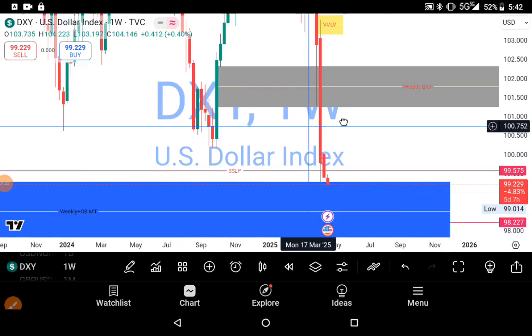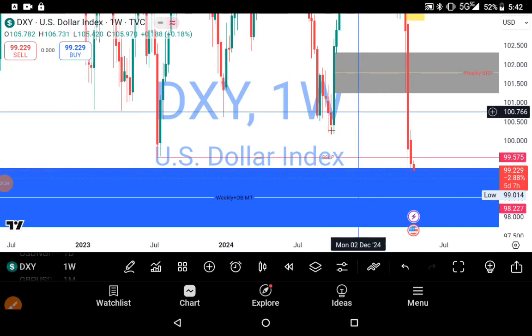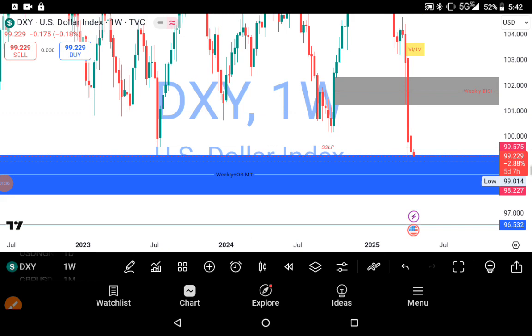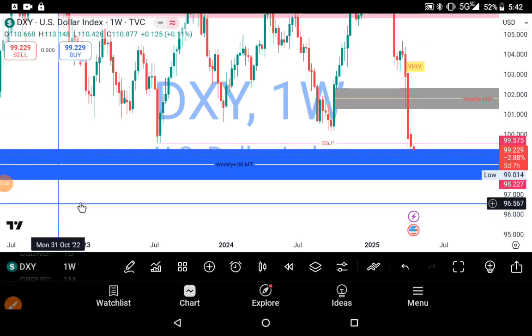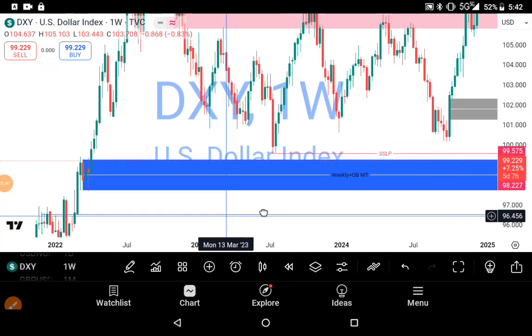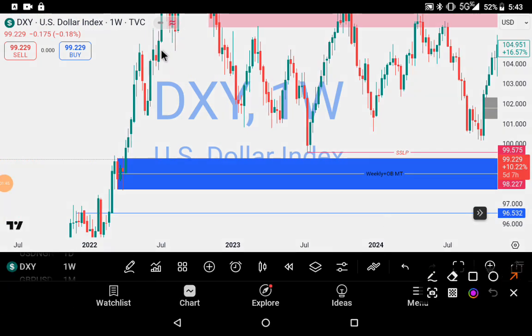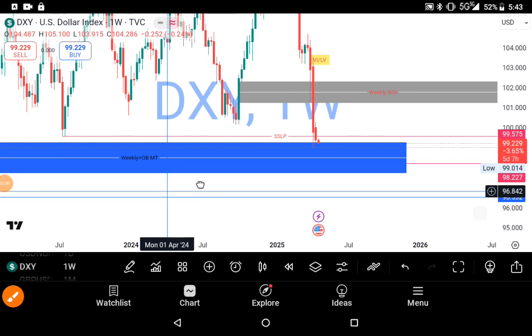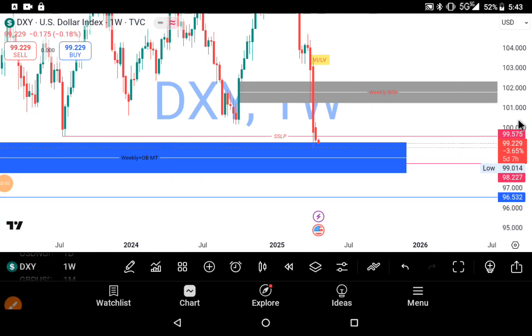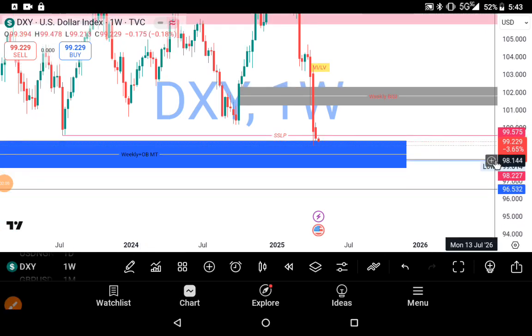The blue box was generated from an order block on the weekly time frame. This is it here. This was the origin of the blue box. So I'll be watching how the market will react to the midpoint, which is the mean threshold of the order block. So I'll be watching how the market price will react at 98,500.